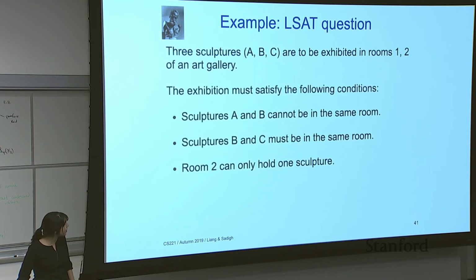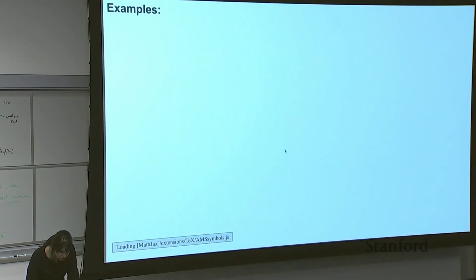And I'm going to have a set of constraints. So maybe my constraints are: sculpture A and B cannot be in the same room. Sculpture B and C must be in the same room. And room 2 can only hold 1 sculpture. Okay? So these are my constraints. How would I go about this? Well, I need to write a bunch of factors. I need to actually model this. So let's try to do this.